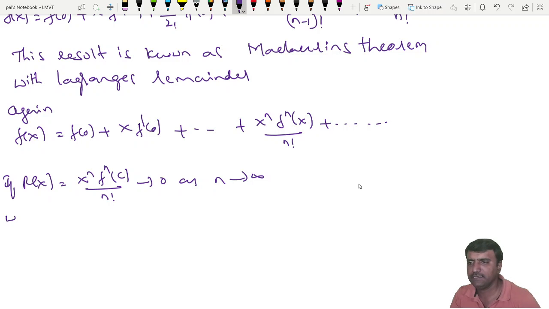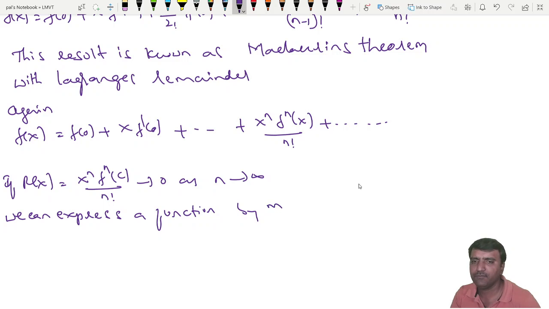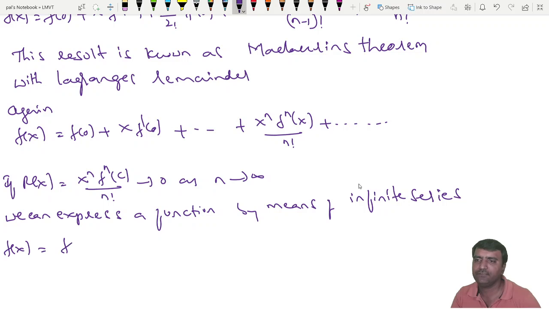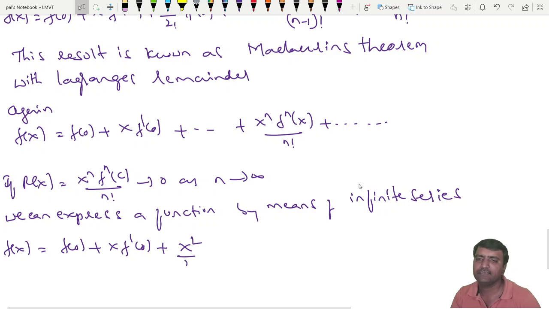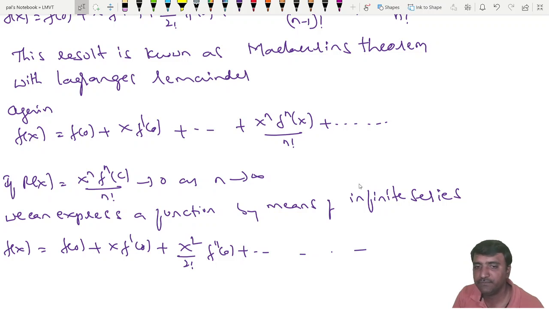So we can express a function by means of an infinite series. So once we have a function, f of x is equal to f of 0 plus x into f dash of 0 plus x square by 2 factorial into f double dash of 0, and so on up to infinity, it continues. So this is the method of expressing a function.